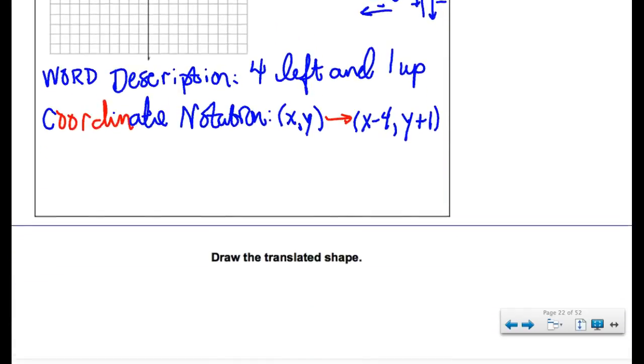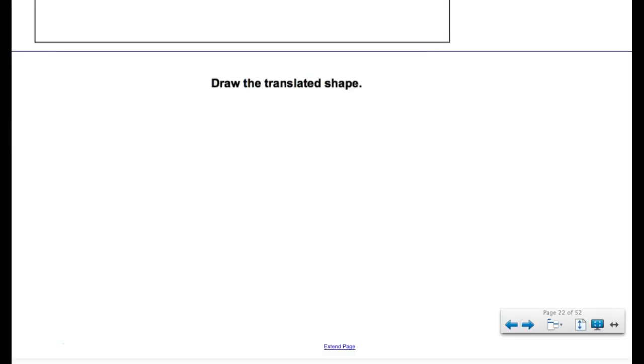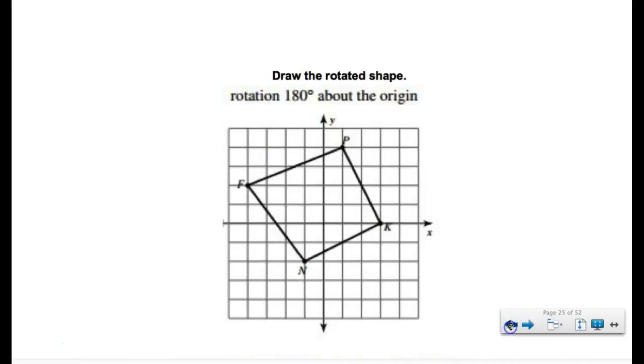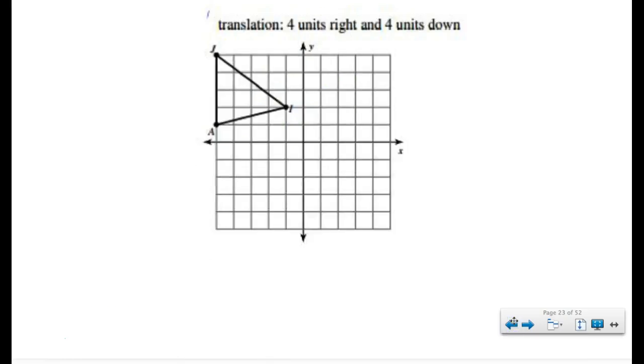So let's go just draw a couple translations. They're pretty easy. I think I have one on the next page. All you do is move the figure as indicated. So on our first one here on the next page, we're going to translate this 4 to the right and 4 down, and we're going to label it accordingly, and then we'll give it its notation.